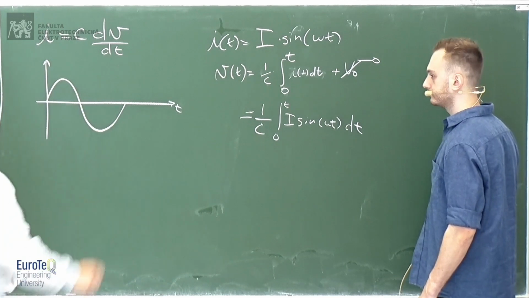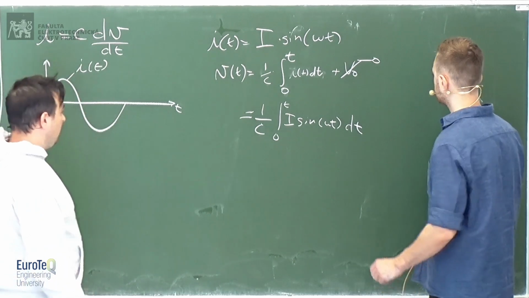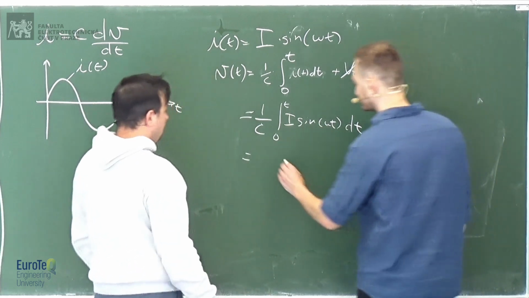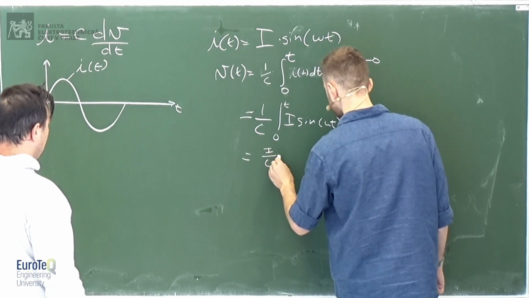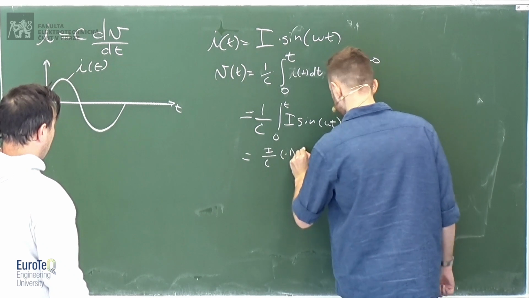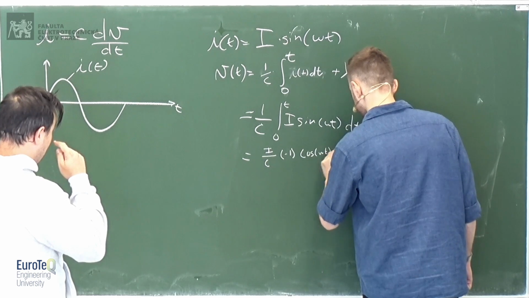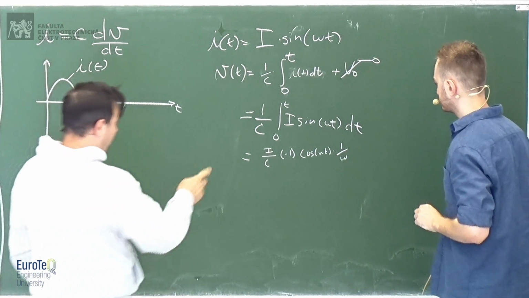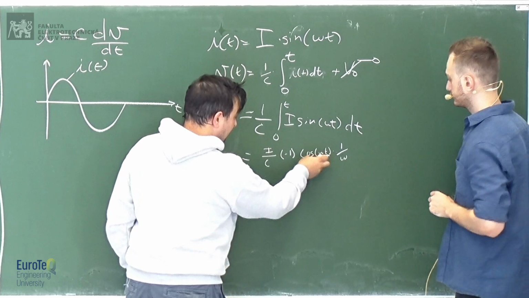Okay, so this is the current, and so what is... okay, so if you integrate the sine, you get minus cosine, and in this case, you have omega t.